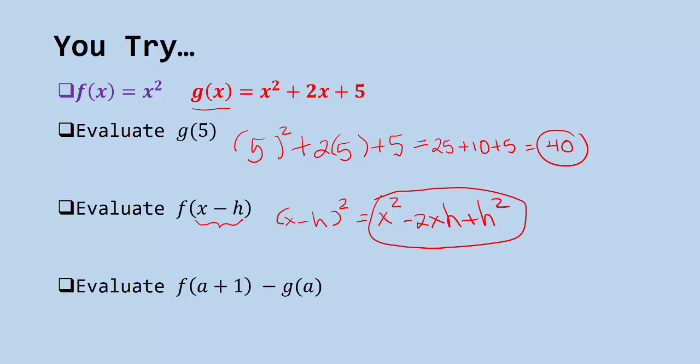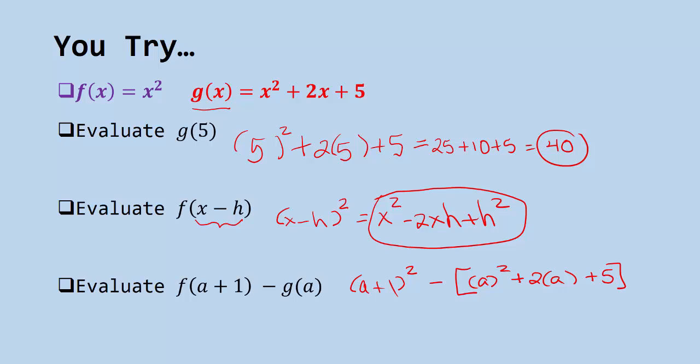Our last example, f of a plus 1 minus g of a. So again, let's start with f of a plus 1. So x squared minus g of a, so the g function, something squared, plus 2 times that same something, plus 5. So for f, I'm replacing it with a plus 1. For g, I'm replacing it simply with a.